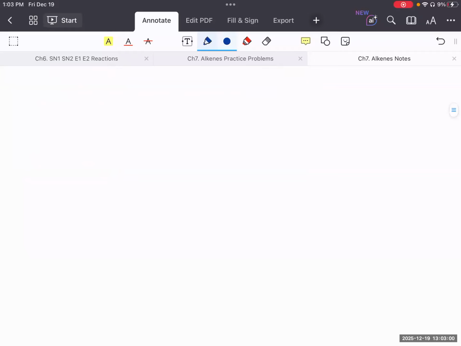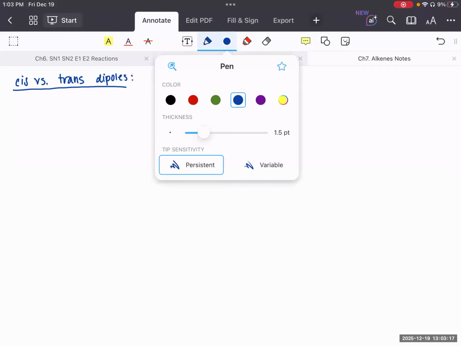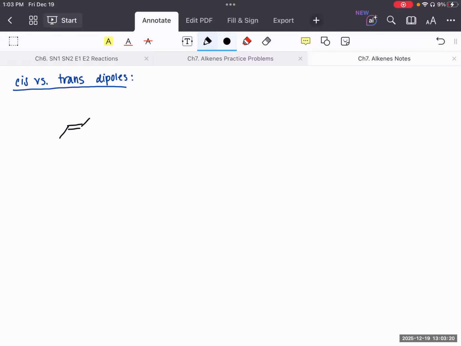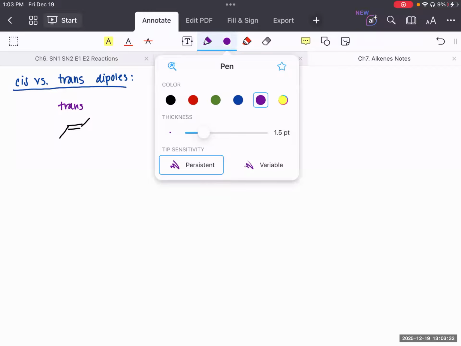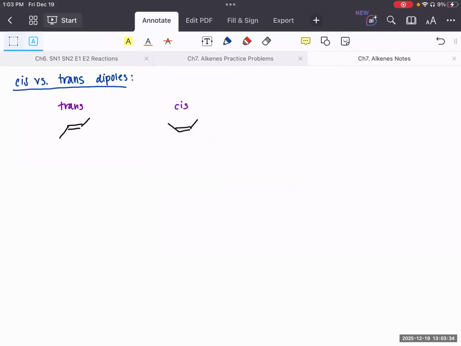All right, so the next thing that I want to talk about is the cis versus trans dipoles. For this, I'm going to draw out an alkene substituted with two methyl groups, and then the other one, which would have them on the same side. So here we have trans and cis.